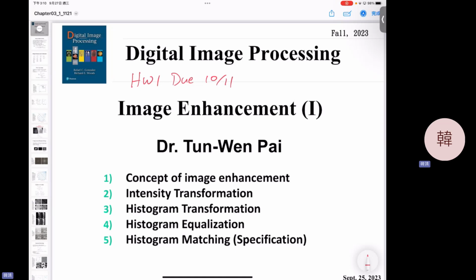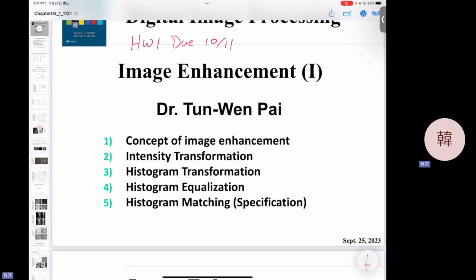Okay. Good afternoon. So let's continue on our chapter 3. At the beginning, we just remind you the homework is due October 11th. Okay. So today we are going to talk about image enhancement and the concept of image enhancement, and some intensity transformation and histogram transformation, especially the histogram equalization.